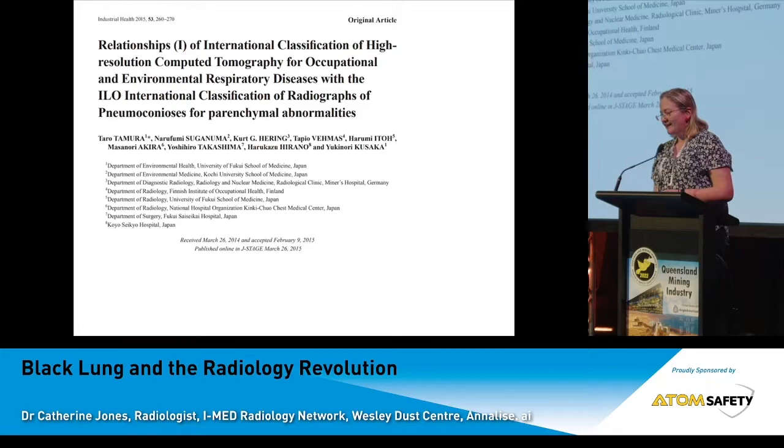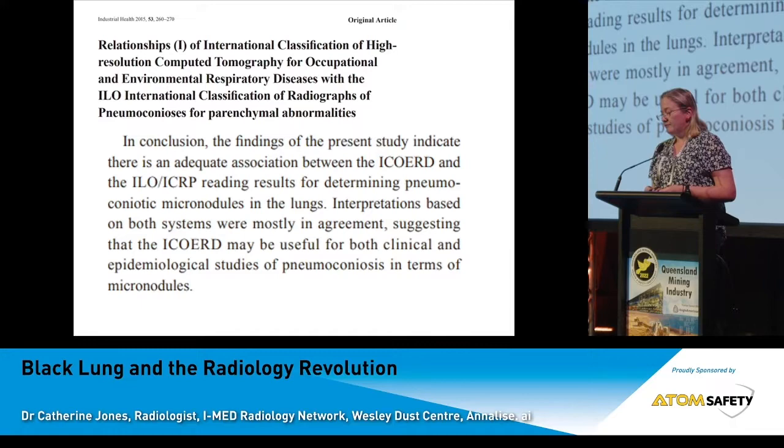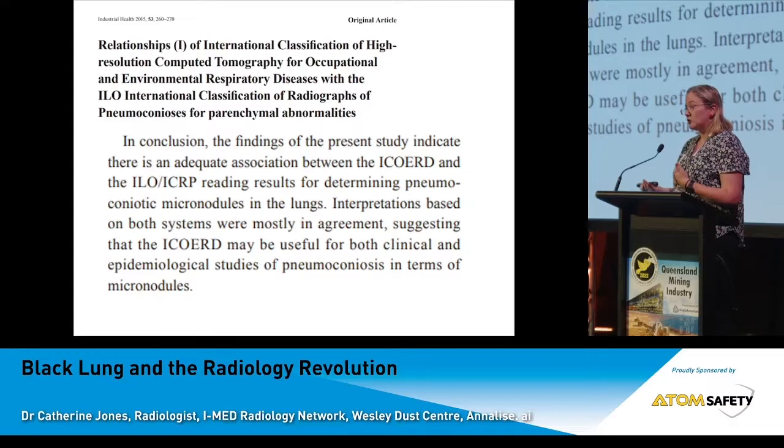And there's been quite a lot of interest in whether the X-ray and the CT results can be comparable. Does a certain severity on the X-ray correspond to a severity on the CT? And so there have been some results. This is one from Japan and Germany as a multi-centre trial to demonstrate that actually it's not a bad correlation. Mostly in agreement, noting that the CT is far better at picking up some of the earlier changes than the X-ray will be.